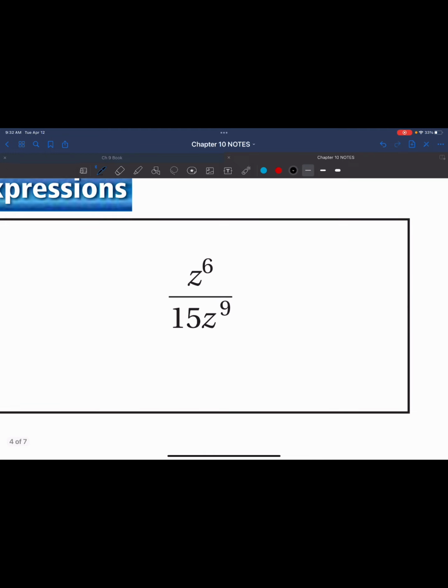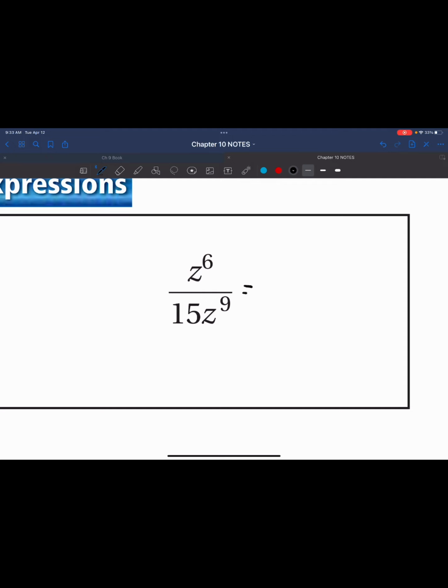Okay, this next one. I have z to the 6th and 15z to the 9th. All I really need to do on this one, because there's no negatives, there's no zeros, is just think of it this way. If I have z times z times z times z times z times z, there's 6 of them, right? Over 15 times z times z times z times z times z times z times z times z. Is that 9? 1, 2, 3, 4, 5, 6, 7, 8. Oop, 9.